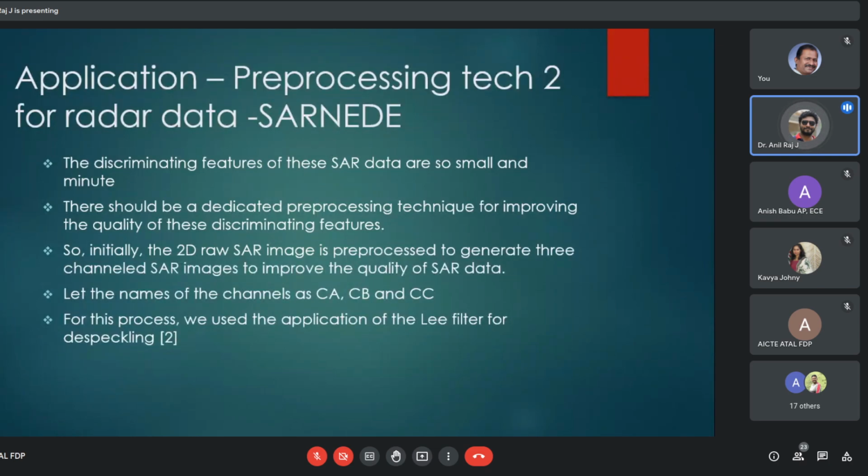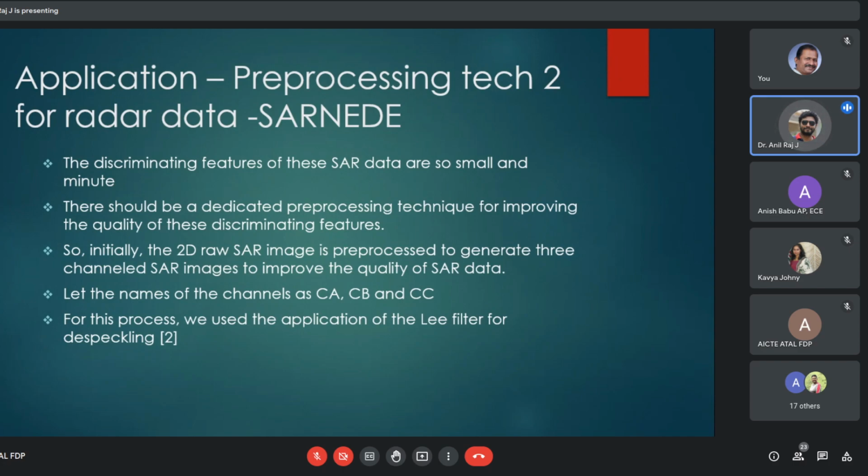Let's name these channels CA, CB, and CC. We are provided with the raw data of a 2D channel, only one channel of 2D data, and we are generating pre-processed data having three channels. We can name them CA, CB, and CC.